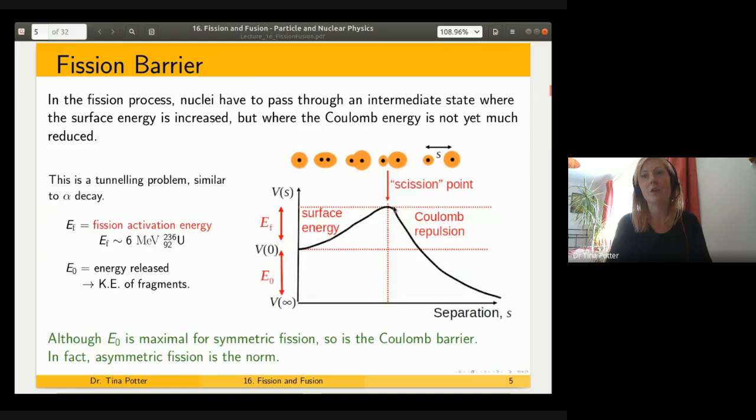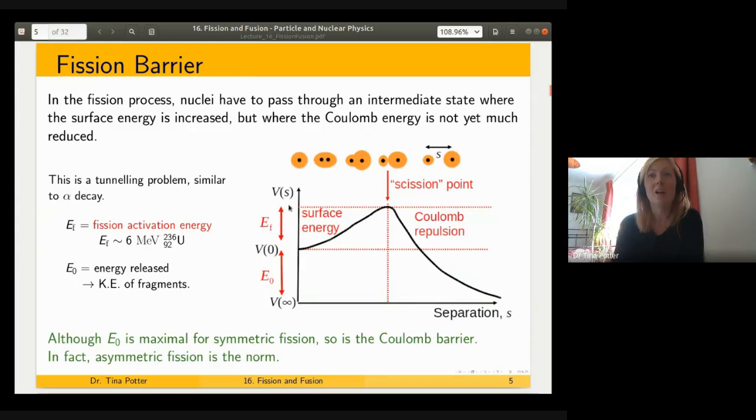And they'll separate and the Coulomb repulsion will decrease. So overall, we've got a drop in potential, i.e. an increase in overall binding energy when we've split them up. But we have to get over this fission barrier, and that's caused by that surface area increasing before the Coulomb term drops. And this is a very simple tunneling problem. Again, tunneling is going to come in quite a lot with the nuclear part of the course. What we need is to tunnel through this fission barrier.